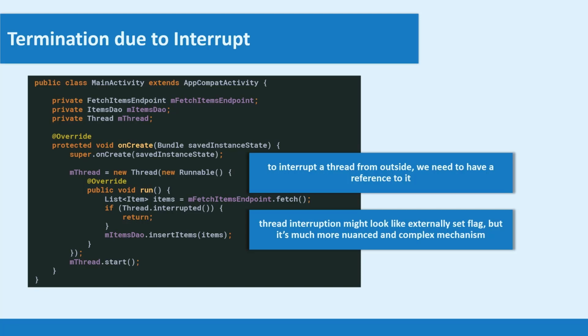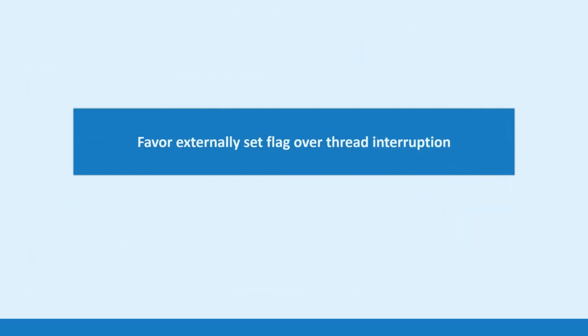However, thread interruption in practice is a much more nuanced and complex mechanism. And therefore, I recommend that you always favor externally set flag over thread interruption. And the reason why I recommend that is because thread interruption is indeed a very nuanced mechanism. You need to understand it in great detail to use it and not make a mistake. And let me show you one example.